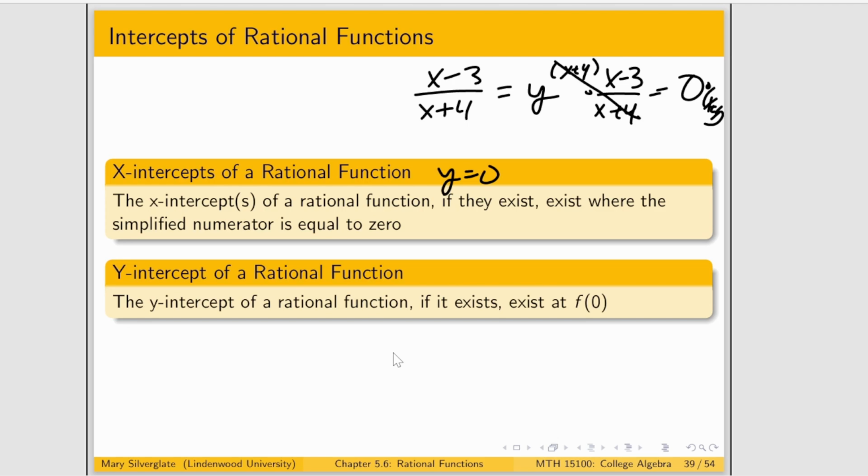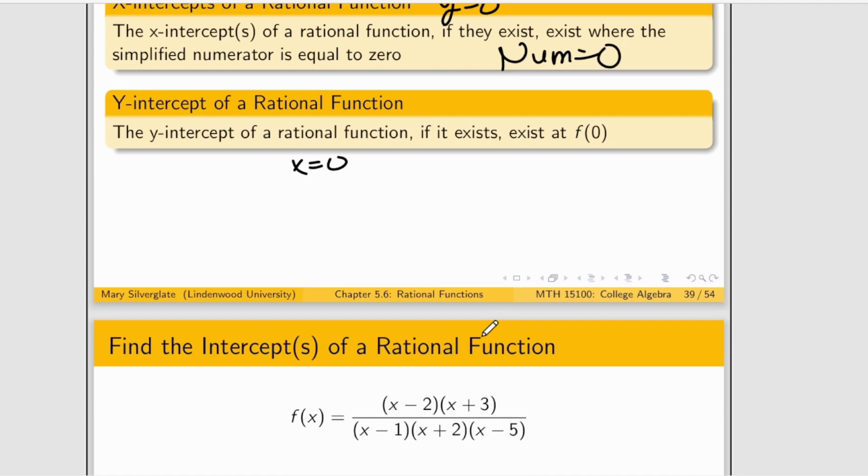That makes 1, so you're left with x minus 3 equals, and 0 times anything, including x plus 4, is just 0. So you really are just going to end up at the end of the day solving for when the numerator is equal to 0. For the y-intercept, that's actually really nice because you just plug in x equals 0, and if x equals 0 is not allowed to be plugged in because of the domain, then there is no y-intercept.